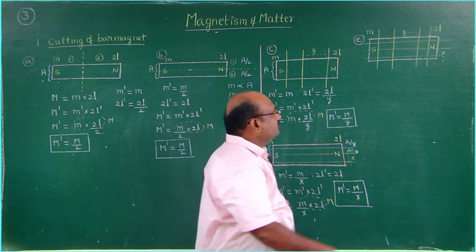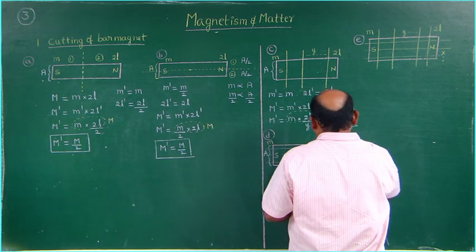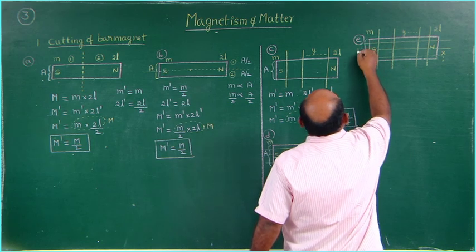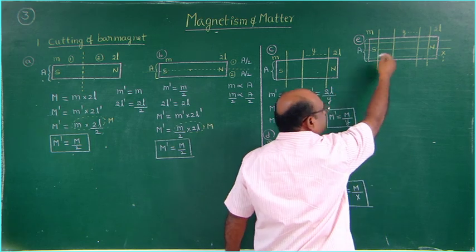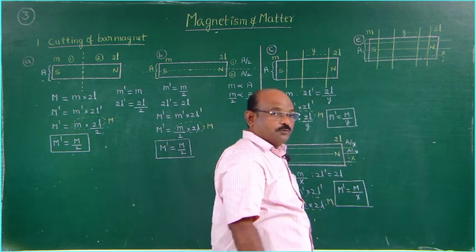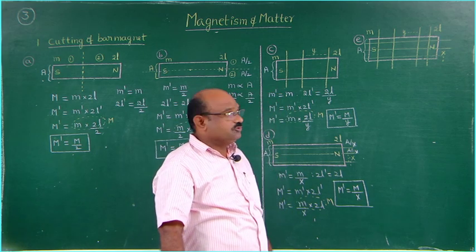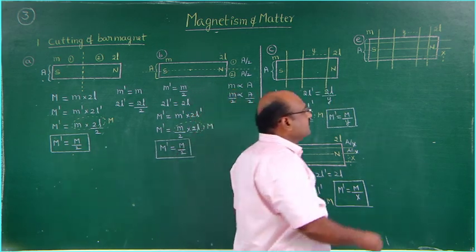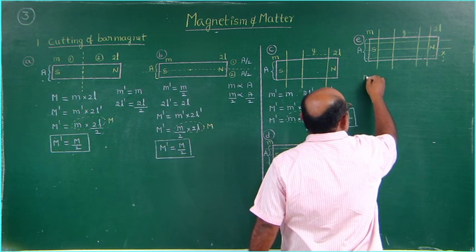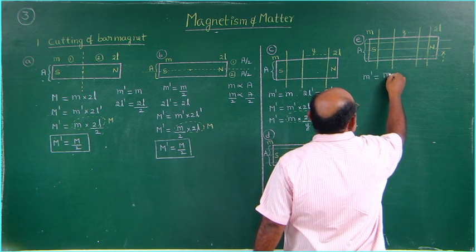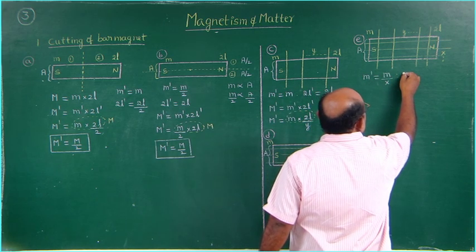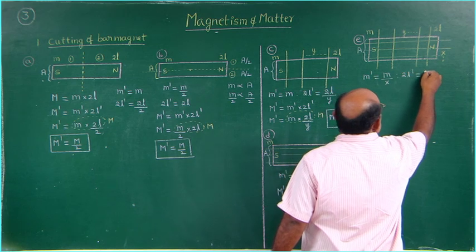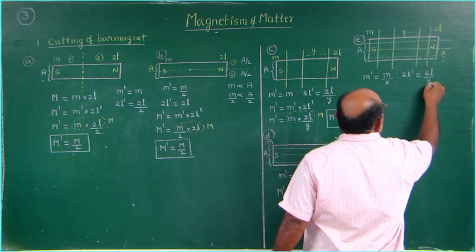You have to observe, this is the face area. So, face area changes, hence pole strength also changes. During the y cutting, magnetic length also changes. Both changes we have to accept. Therefore, m dash is equal to m by x, 2L dash is equal to 2L by y.